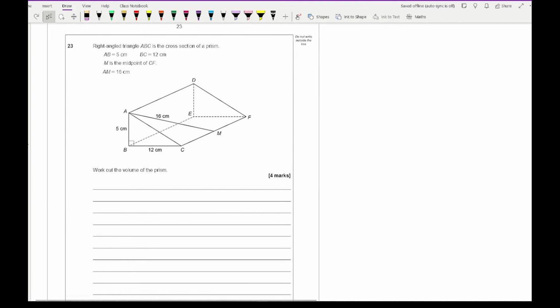Then looking at question 23, it says right angle triangle ABC is the cross section of a prism, and we've got AB equals 5, BC equals 12, M is the midpoint of CF, and AM equals 16 centimeters. And what the question is asking us is to work out the volume of the prism. Now for this, we need to work out what C to F is. So to find the volume, we need CF. Now if this length here is x, then this length here is going to be x as well, because obviously M is the halfway point. So it's just something that you do need to note.